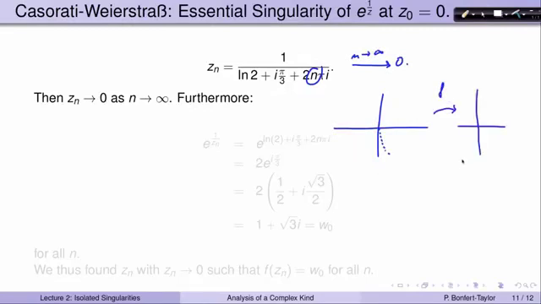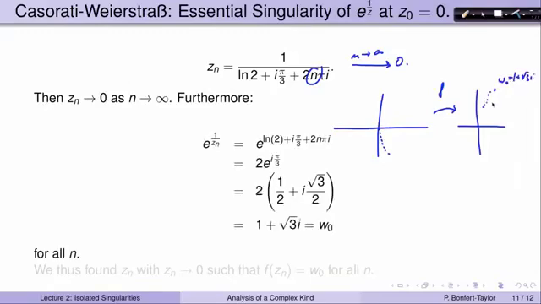We're hoping that f of these points will approach our special point w0, which we chose to be 1 plus root 3i. Let's check it. e to the 1 over Zn is simply e to the natural log of 2 plus i pi over 3 plus 2 n pi i. How do we compute that? We can pull this apart. e to the ln of 2, e and ln cancel each other out, that's simply 2.